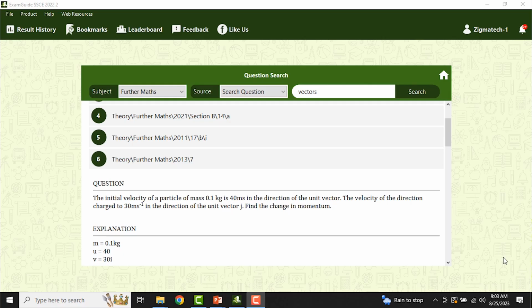Okay, looking at the next example here: the initial velocity of a particle of mass 0.1 kg is 40 meters per second in the direction of the unit vector j. Then the velocity changed to 30 meters per second in the direction of the unit vector i. Find the change in momentum. Okay, this is a physics-like question. Like I said before, you can never avoid velocity in a vector.